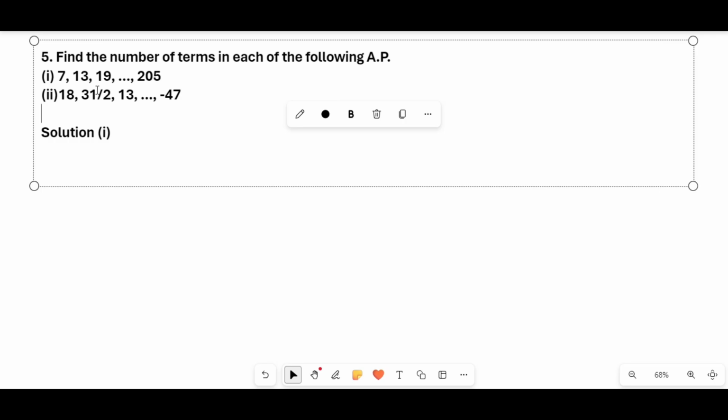Yesterday we completed exercise 5.2 question number 4 for the arithmetical progression. Now we want to start question number 5 in exercise 5.2. Question number 5 has two options. One is 7, 13, 19 and 205. Second is 18, 31 by 2, 13 and 47. The question is asking: find the number of terms in each of the following.